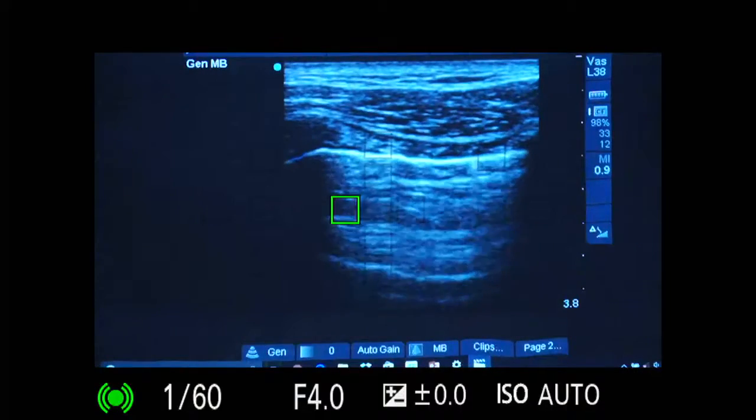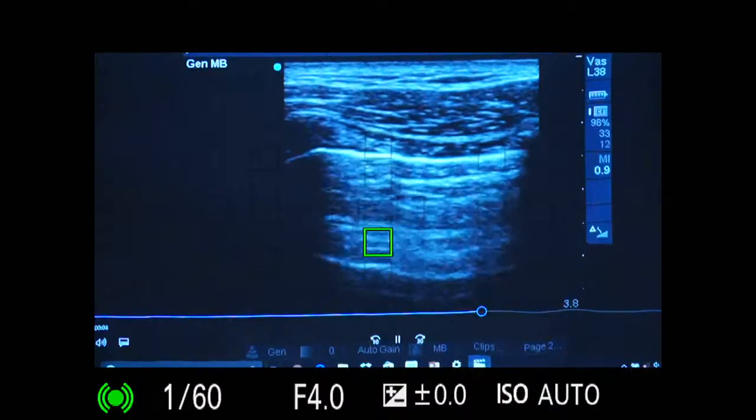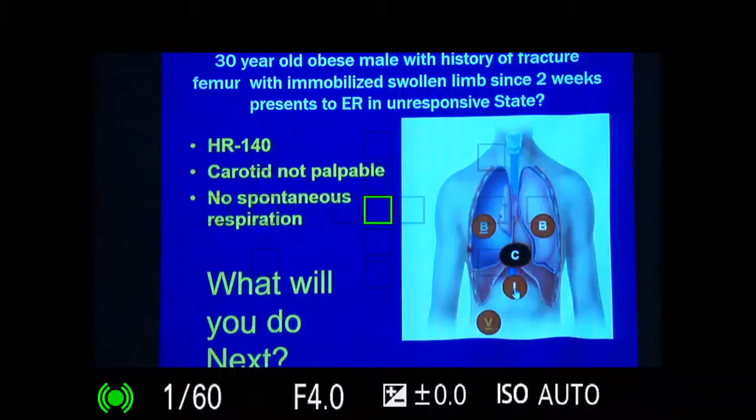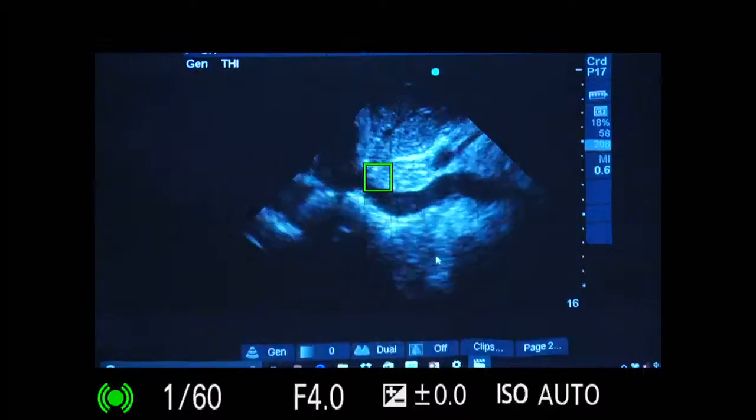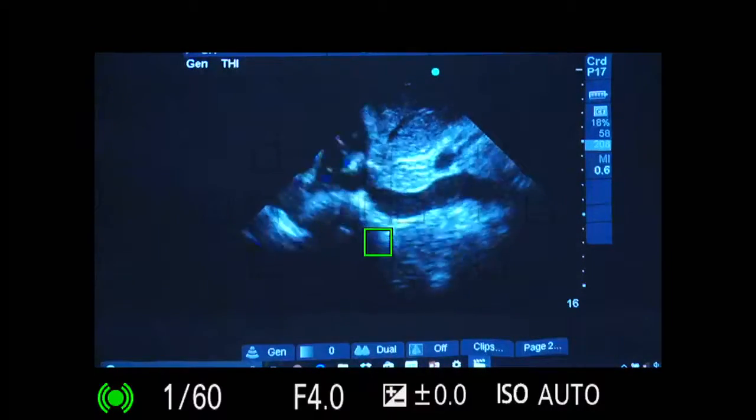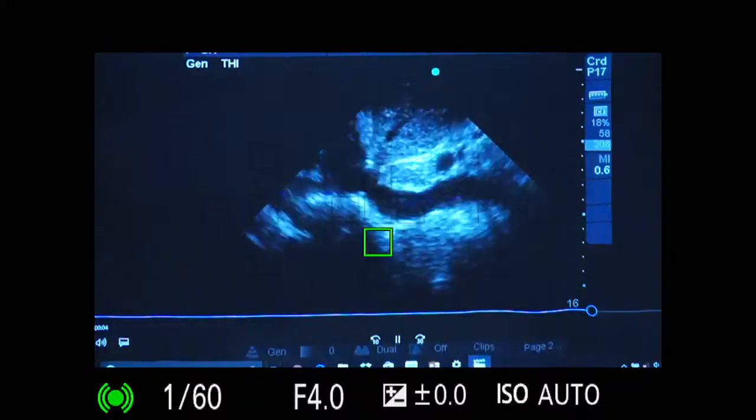Present or absent? Okay, good. So what do you expect in IVC? Dilated or collapsed? Dilated. Very good. Let's see. So it is what? Dilated.